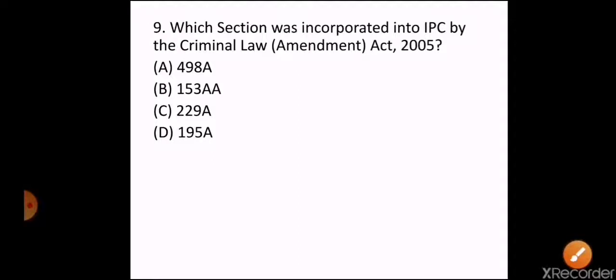Which section was incorporated into IPC by the Criminal Law Amendment Act 2005? The options are: A, 498A; B, 153AA; C, 229A; D, 195A. The correct answer is option D, 195A. Section 195A deals with threatening or inducing any person to give false evidence.